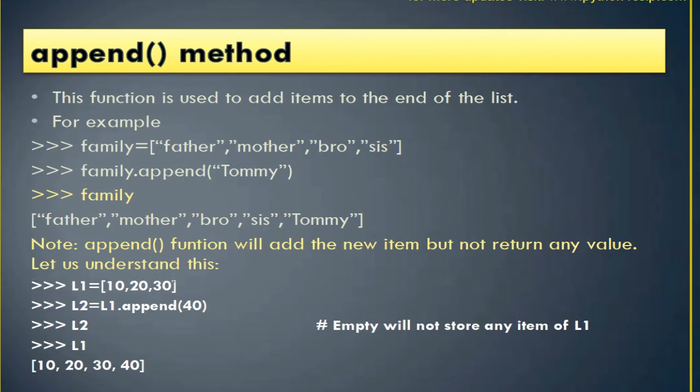Okay, let us understand this. Like L1 = [10, 20, 30], L2 = L1.append(40). So when you print L2, you will get what? Empty, it will not store any item of L1. When you print L1, the value will be stored. Okay, the only concept in this is that the existing list cannot be stored in a new list when you append. When you insert into the new list, if you want to store the existing list, you will get empty as the output.